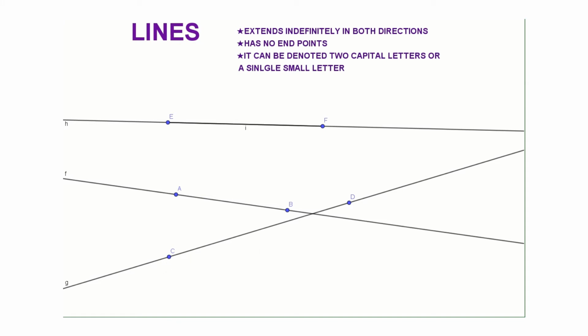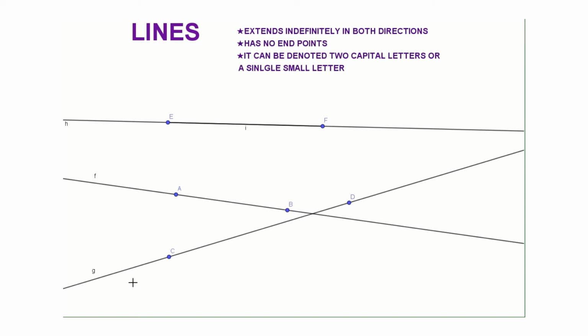If you see, a line is denoted either by two capital letters or by a single small letter. I can show you that. It is represented either by two capital letters A and B here or a small letter f. In this case, it is C and D or a small letter g. Okay, is this clear? So when a line segment is extended indefinitely in both the directions, you get a line.